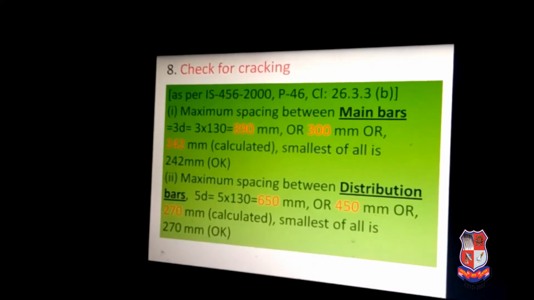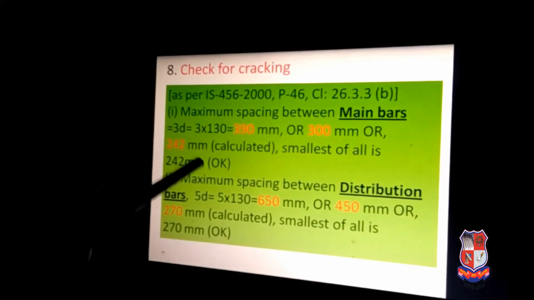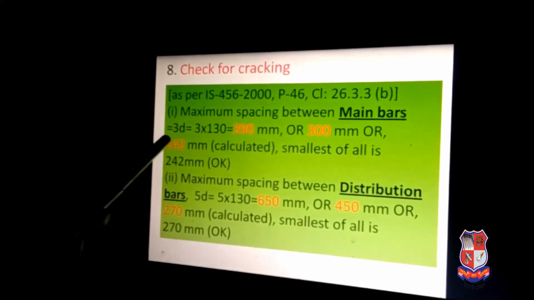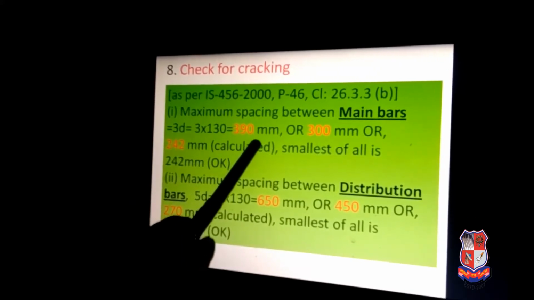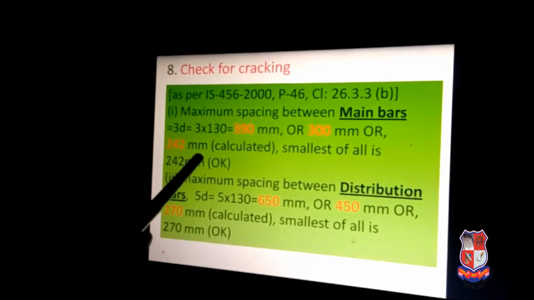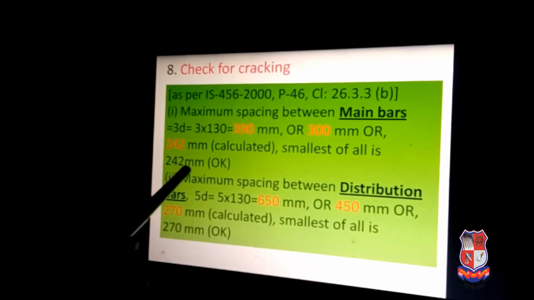Now we'll check this steel area and their spacing as per control of cracking in the light of IS 456-2000 page 46 clause 26.3.3b. For main bars, the spacing between bars would be 3 times effective depth, that is 3 into small d, 3 into 130, 390 millimeter, or maximum 300 millimeter, or the actual is 242 millimeter, which we have calculated. So the smallest of these three is 242 millimeter. So this will be provided because this is less than the maximum and 3d.